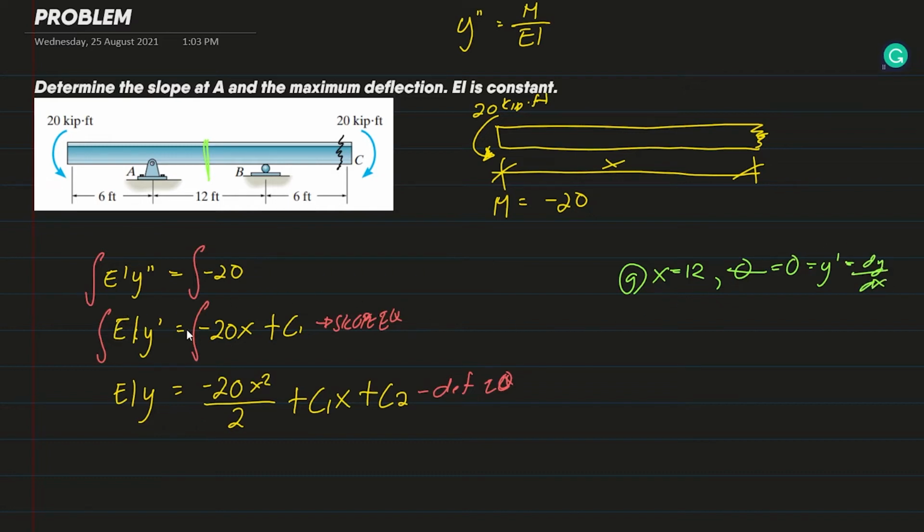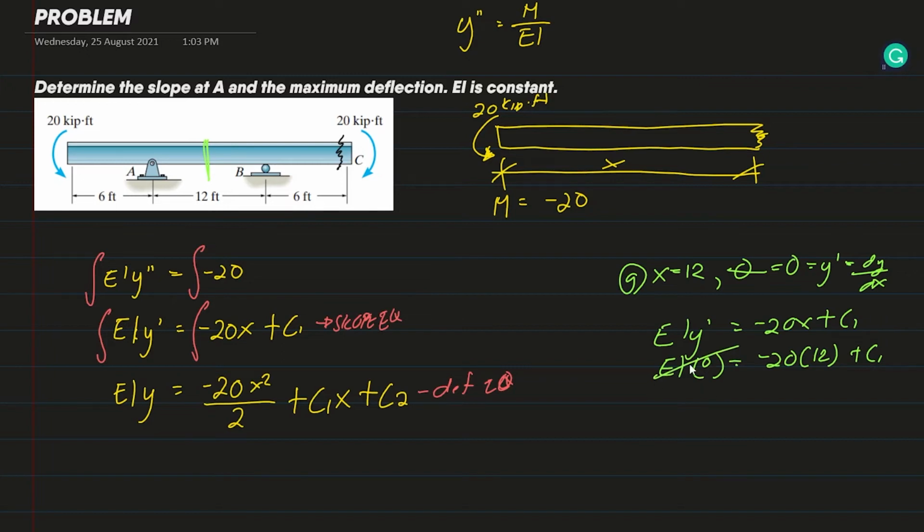So, let us use this equation, guys. We have EI y prime is equal to negative 20x plus C1. Substitute lang tayo. Yung EI natin, that's constant. Ano yung y prime or the slope? 0, diba? Minus 20. Ano yung x natin? 12. So, times 12 plus C1. So, makikita natin, guys, we can solve for C1.